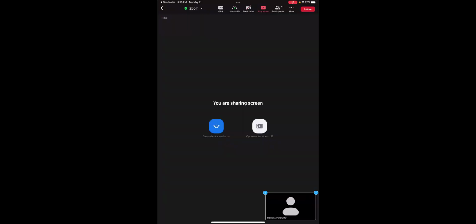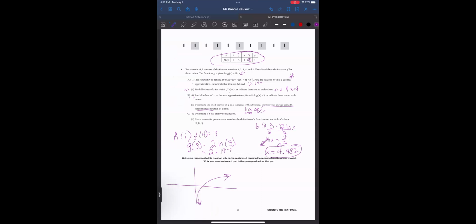How do you get to the graph? Because when I click graph on mine, oh wait, never mind. Make sure your window's right. What steps did you do to see the graph? I did y equals, and then I put 2 ln of x, and then I pressed graph.